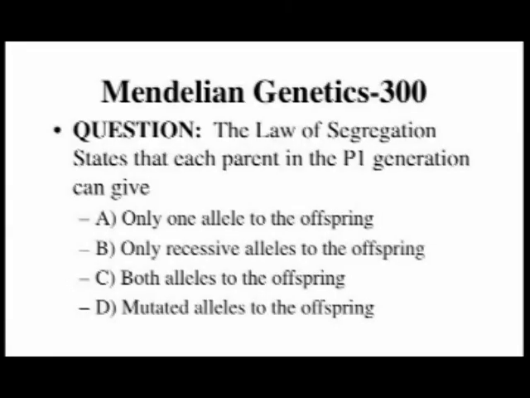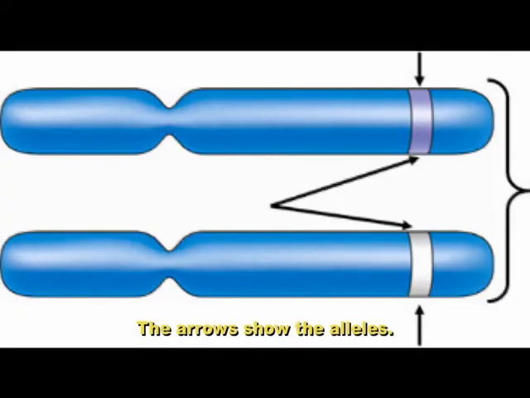The law of segregation states that each parent in the P1 generation can give A, only one allele to the offspring, B, only recessive alleles to the offspring, C, both alleles to the offspring, or D, mutated alleles to the offspring. You're right. The answer is A, only one allele to the offspring. Each parent can only donate one allele, one from the egg and one from the sperm, to make a diploid. Next question, Mendelian genetics for 400 points.